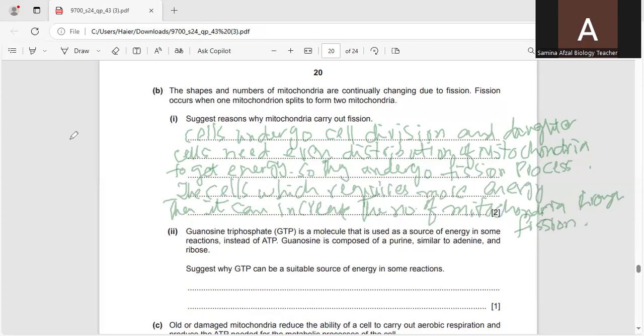Well, the next is: guanosine triphosphate is a molecule that is used as a source of energy in some reactions instead of ATP. Guanosine is composed of a purine similar to adenine and ribose. Suggest why GTP can be a suitable source of energy in some reactions, and we have to discuss why it is so.